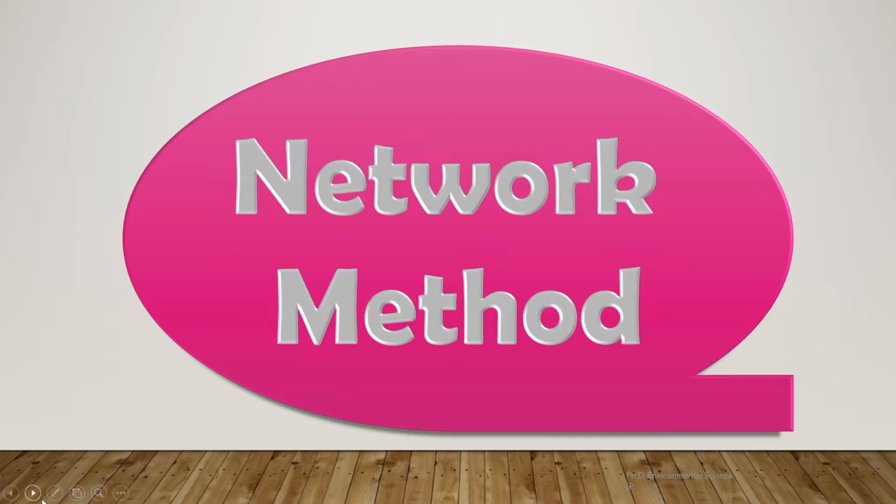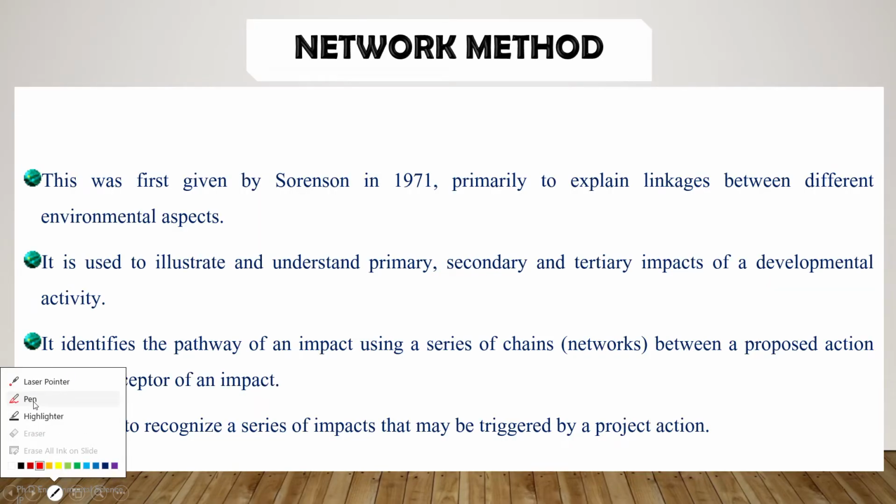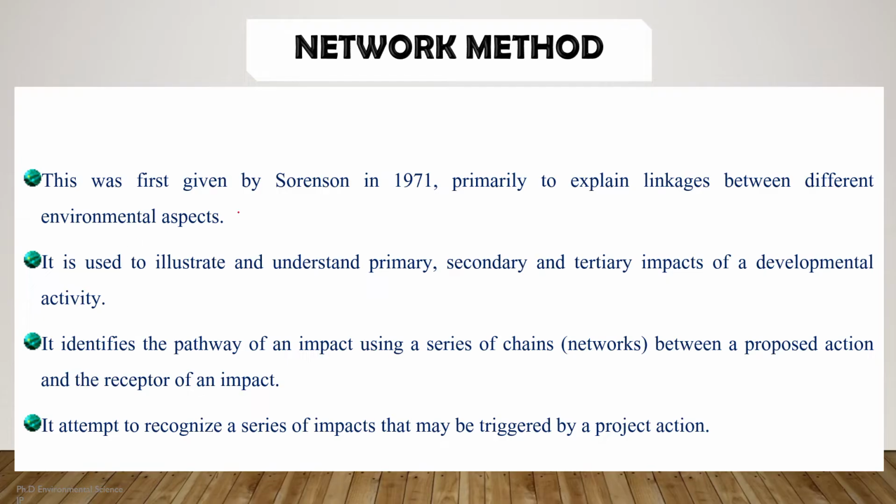Network method of EIA. This method was introduced by Sorensen in 1971, and it was designed to explain the linkages between different environmental aspects. This method helps in illustrating and understanding the primary, secondary, and tertiary impacts of the developmental activities. Now, how does it work? It identifies the pathway of an impact using a series of chains or networks between a proposed action and the receptor of the impact.